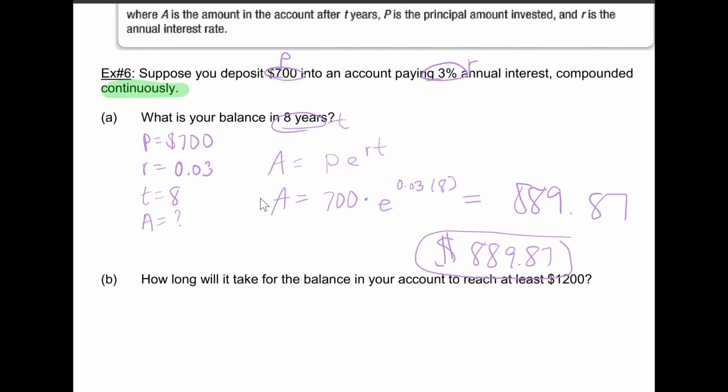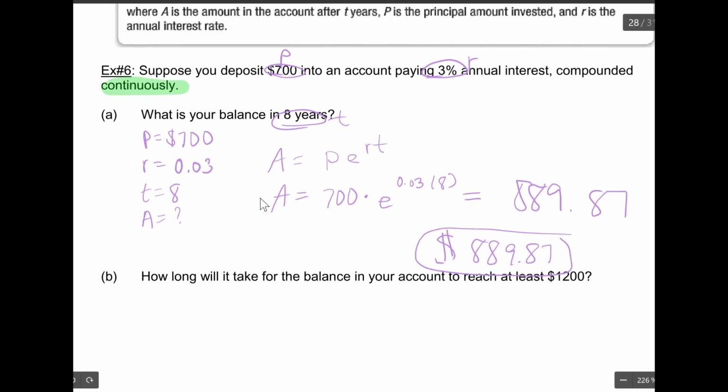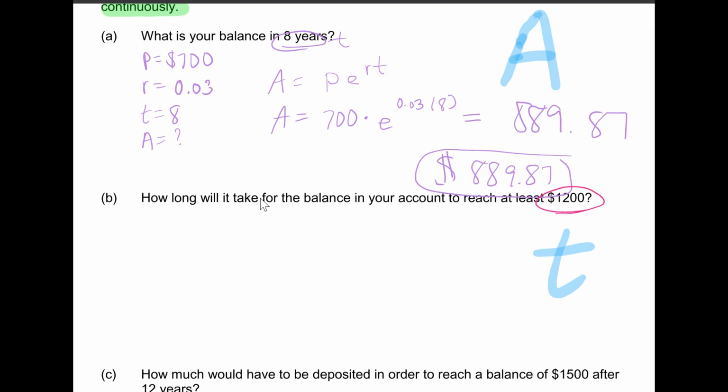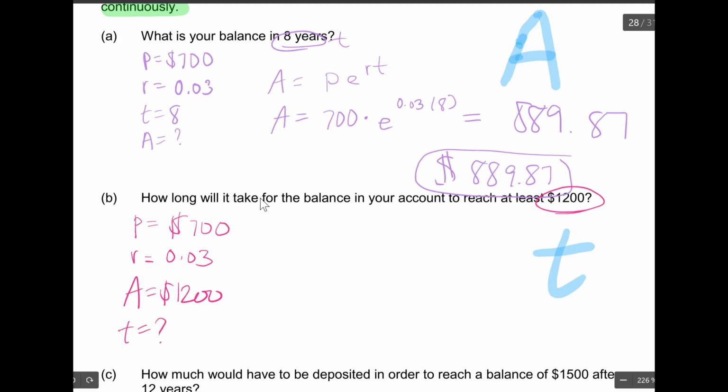All right, how long will it take? So this guy is solving for A. Let's see what the others solve for. How long will it take for the balance in your account to reach at least $1,200? So I'm solving for time. I still have the same principal. I'm starting with $700. I still have the same rate, 3%, 0.03. I know how much I'm going to end with, right? A is going to be $1,200. And I'm looking for time.